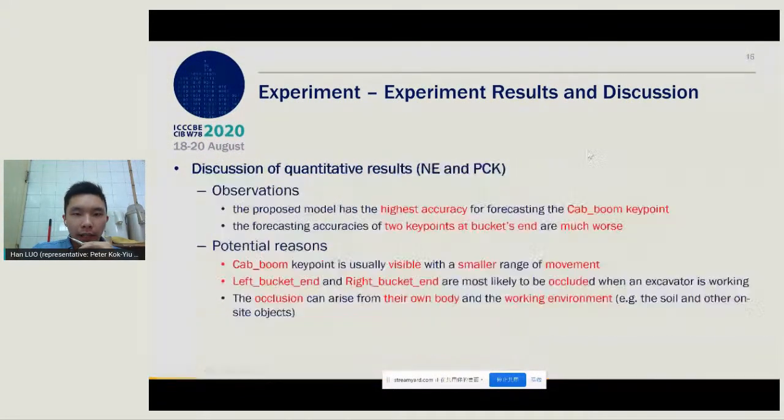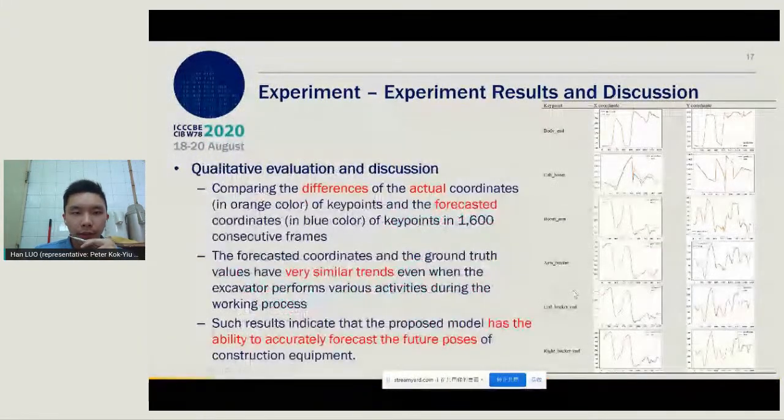The overall discussion is that we think the cab bone key point is usually visible in the videos, and its movement is quite stable compared with others. While for the bucket, as the arm is moving, the motion may be occluded by the soil, the stones, etc. So that gives the performance difference.